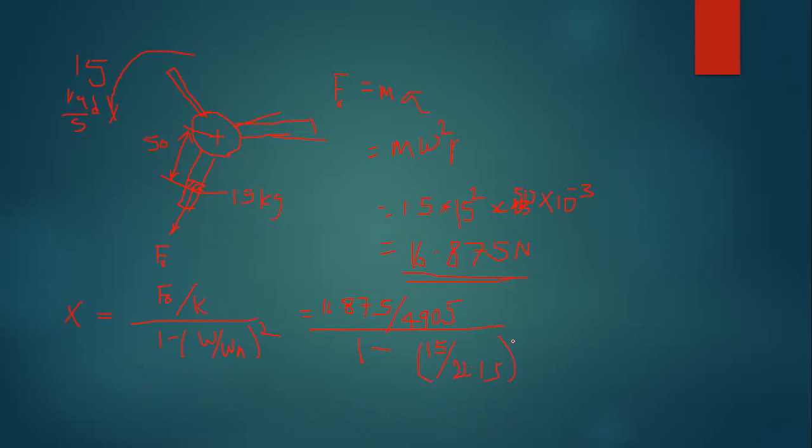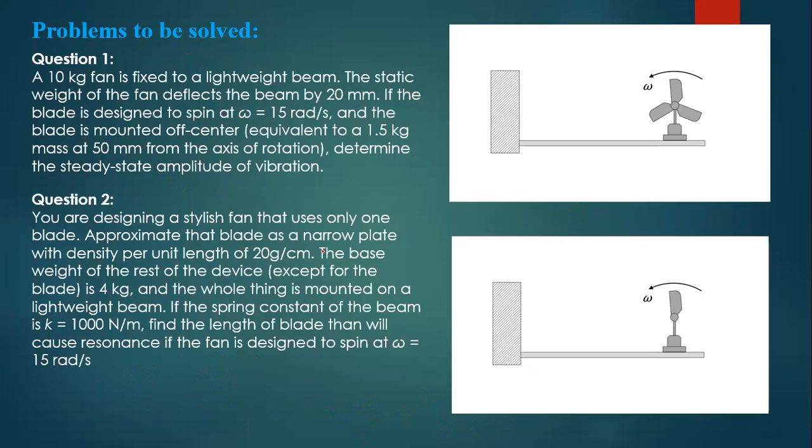This is as a whole square, which gives us 0.00635 meters, or which is equal to 6.35 millimeters. This is the steady state amplitude of vibration. Okay, so that is for question number 1 here.